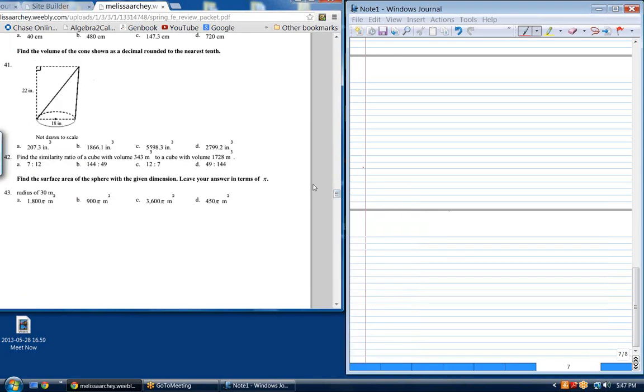So 41. Find the volume of the cone shown as a decimal. Ooh. This is not a right cone. Yeah, it's not a right cone. Question is, does it matter? I'm thinking it doesn't. Okay. Here's why I don't think it does.